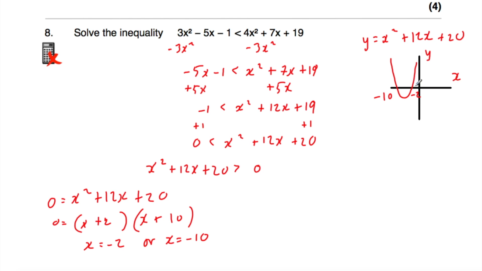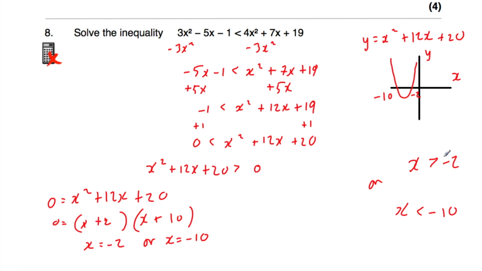So if we have a look here, any value of x that is bigger than minus 2 will work. So x is going to be bigger than minus 2. For instance, minus 1 works, 0 works, and so on. Or any value of x that is less than minus 10 would work as well. They're also positive. So x is going to be less than minus 10. So that means that either x is bigger than minus 2 or x is less than minus 10. They're the values of x that would work. And that's it. We've solved this inequality.